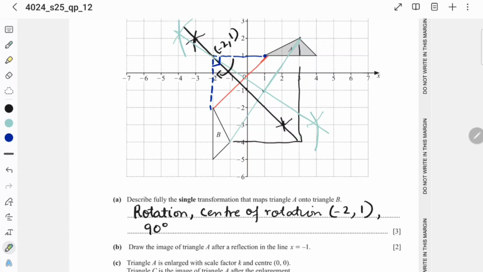So describe fully the single transformation that maps triangle A onto B. It is a 3 marks question. You have to give that rotation is going on, the center of rotation is minus 2, 1, and the last thing which you have to mention is that it's moving clockwise.